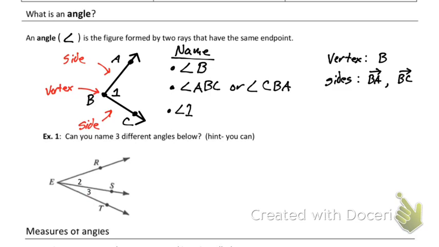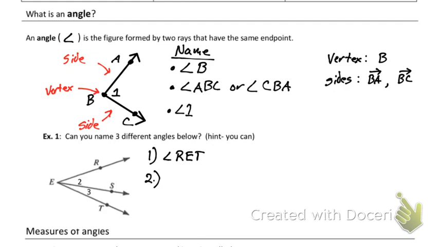All right, example 1. We're supposed to name 3 different angles below. Even though you can call several angles different names, they're still the same angle. All right. Can someone name one of the angles that they see there? Acute angle. Oh, you see an acute angle. I haven't got to that yet. Can you name an angle you see? R, there you go. R-E-T. Sorry about that. Angle R-E-T. That's one of them.